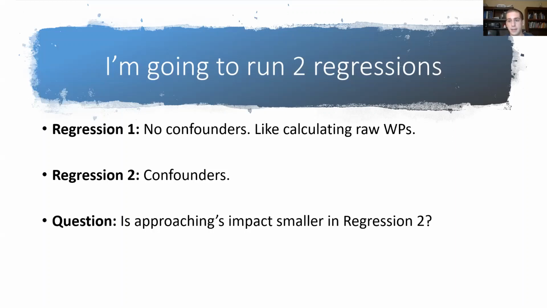Now, this doesn't mean that all of a sudden in regression 2, approaching the net is going to look like a bad tactic. Right? That's not necessarily the case at all. It might still be a very good tactic. I'm just expecting the impact to be smaller. Maybe in regression 1, the impact looks really great and big, and approaching the net is this awesome tactic, and maybe it's still a good one, but not quite as good.